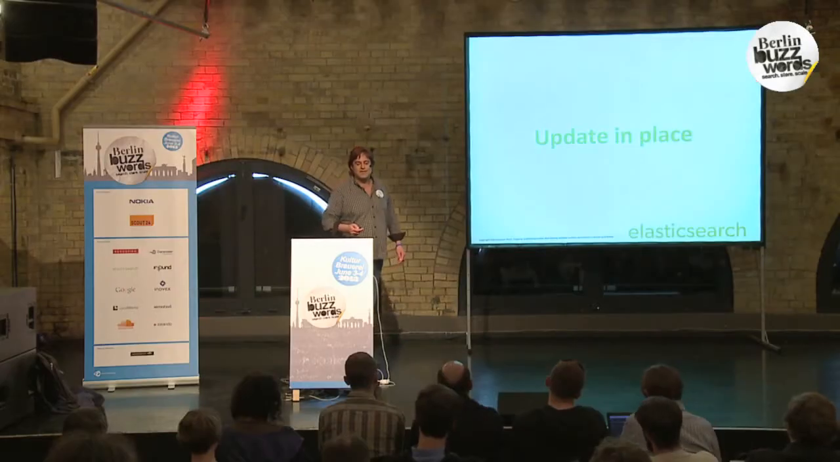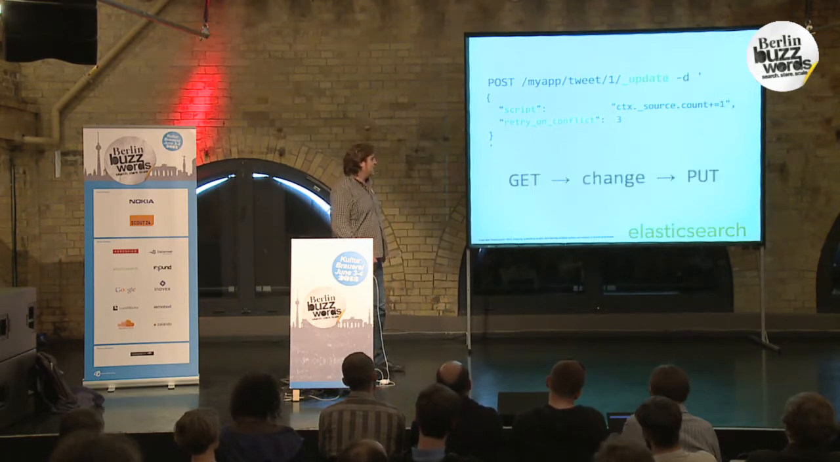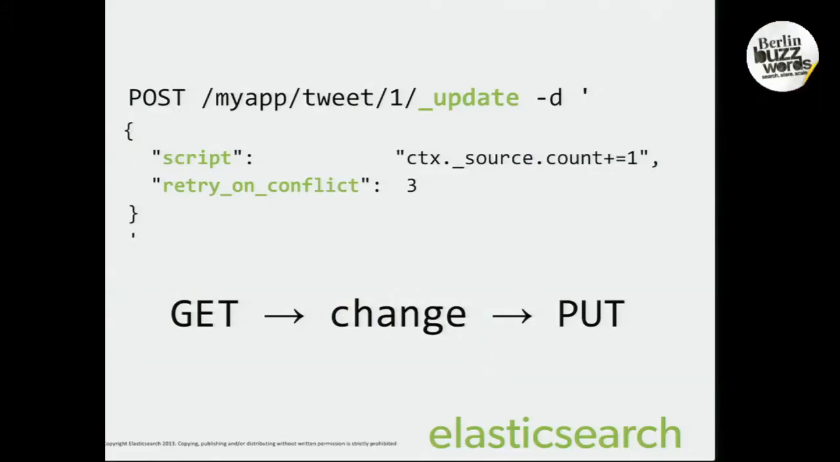You can also update documents in place. Here's an example where we use the update endpoint, and we pass it a script, which says, increment the count field in the source document. Actually, this is doing exactly the same thing as we did before. It gets the document, it changes it, and tries to put it again. The difference is that this is happening local to the shard. You haven't got the network round trip to take into account, which reduces the chances of there being a conflict. But you can still have conflicts. And here you can tell it how many times you want to retry this process until it eventually fails back to the client.